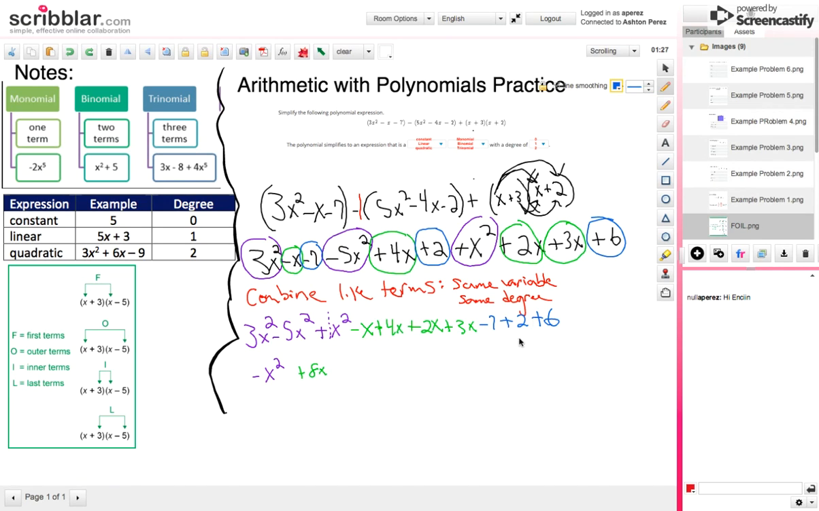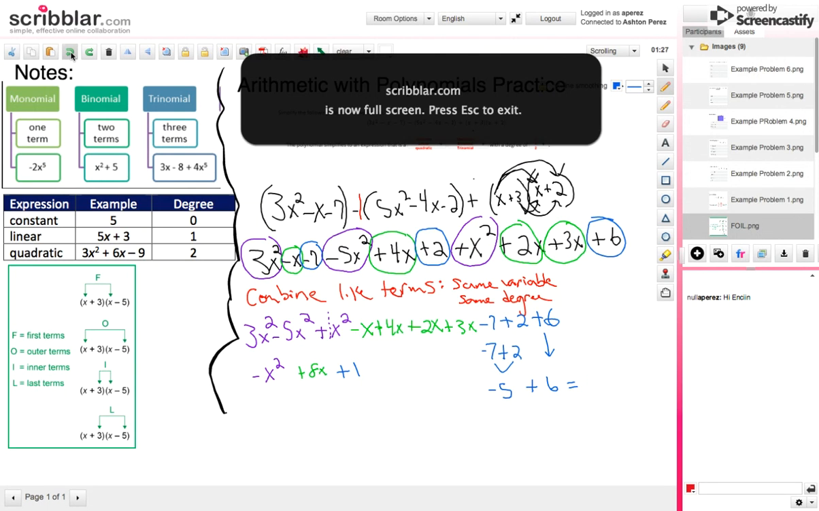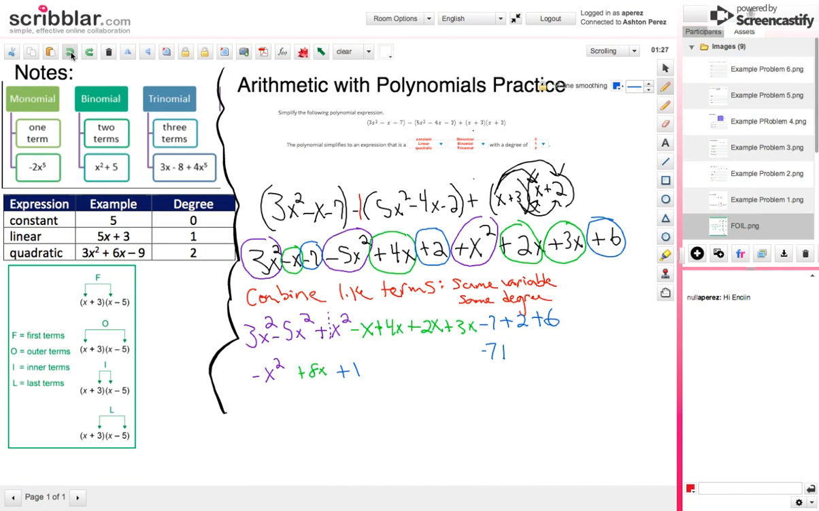Lastly, we're going to add all the constants. Negative 7 plus 2, that's negative 5. Negative 5 plus 6, that's positive 1. Now let's try it again. Negative 7 plus 2, that's negative 5, right? Negative 5 plus 6, I'm dropping down the 6, that's positive 1. Yeah, I think I'm good. Okay. Now we have this simplified polynomial, negative x squared plus 8x plus 1.